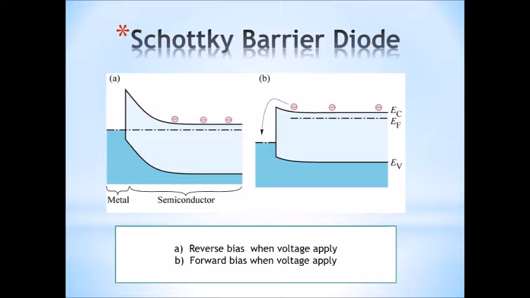So next, for the reverse bias Schottky diode, if the negative terminal of the battery is connected to the metal and the positive terminal of the battery is connected to the n-type semiconductor, the Schottky diode is said to be reverse biased. When reverse bias is applied to the Schottky diode, the depletion region will increase. As a result, electric current stops flowing. However, a small leakage current flows due to thermally excited electrons in the metal.